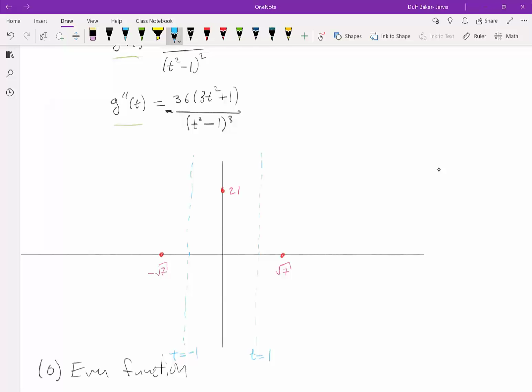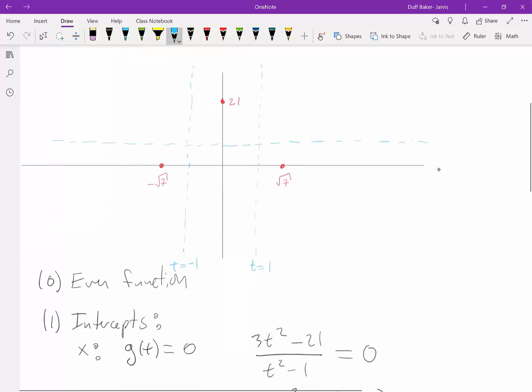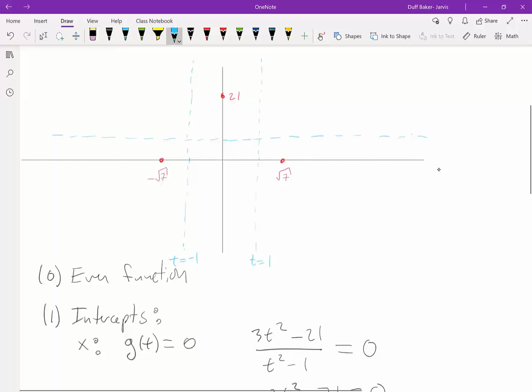So y equals 3. I'm going to make it a little higher than maybe 3 would actually be so that we get a nice looking graph. The scales are never quite right on these things. That's okay as long as we get sort of the right shape. This is y equals 3.